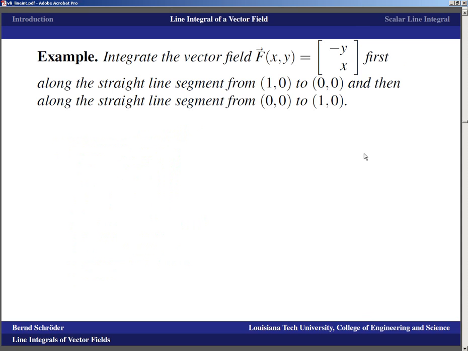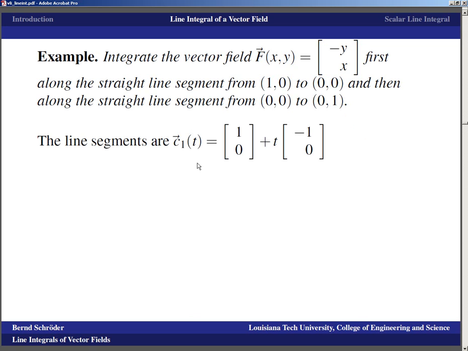All right, now let's take a look at this vector field again, but let's integrate the vector field f of (x, y) being (-y, x) first along the straight line segment from (1, 0) to (0, 0), and then along the straight line segment from (0, 0) to (0, 1). So basically, we are traveling still, that should be (0, 1) here, I apologize. Okay, and now it is fixed. We are going along the straight line segment from (0, 0) to (0, 1). So basically, we are traveling in the same field. We are just using a different path.